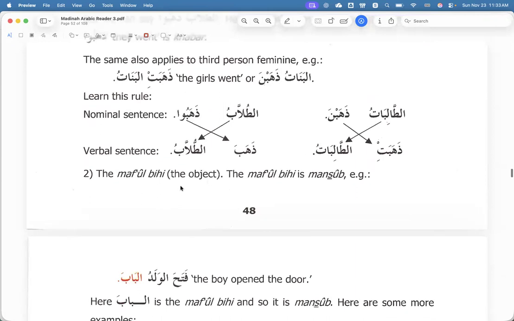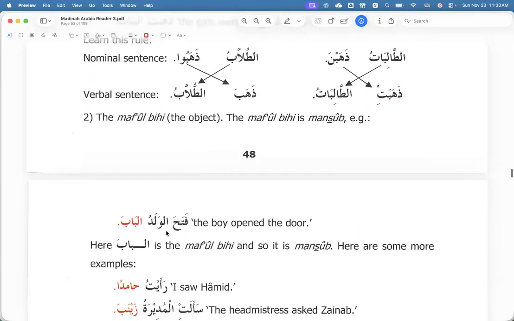Okay, the maf'ul bihi, the object. فتح الولد الباب. So this fataha is a verb that demands an object, right? So I had to have an object. Fataha al-waladu. The boy opened the door. And the door is the object, so it becomes mansub. Good. And al-waladu is the fa'il, is the actor or the subject, and it remains marfu.